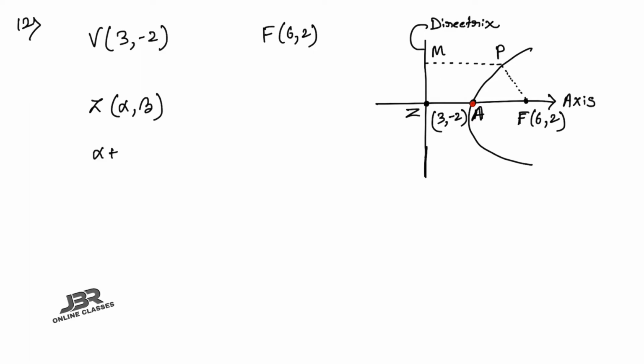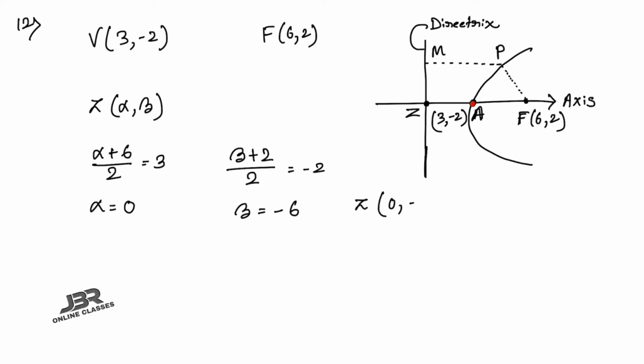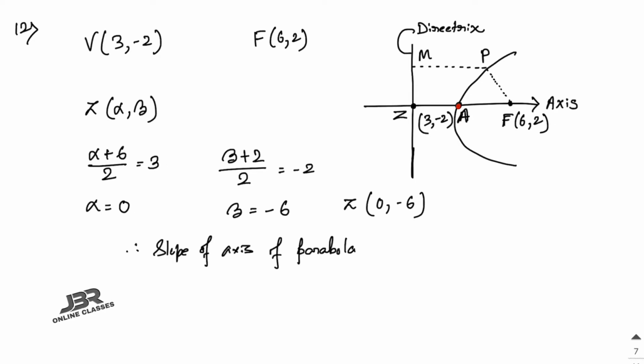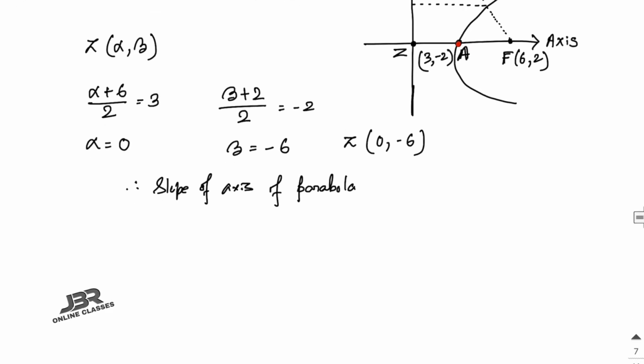That means here alpha plus 6 by 2 equal to 3, then beta plus 2 by 2 equal to minus 2. So from here alpha equal to 0 and here beta equal to minus 4 and then again minus 2, so that means here minus 6. Okay. So that means here the coordinates of Z are 0 comma minus 6. So now you have to find out the slope of the axis. So here the slope of the axis of the parabola equal to 2 plus 2 by 6 minus 3, that equal to 4 by 3.